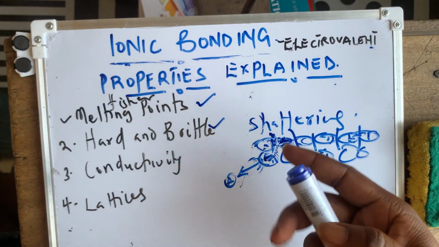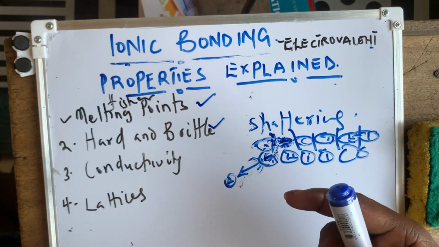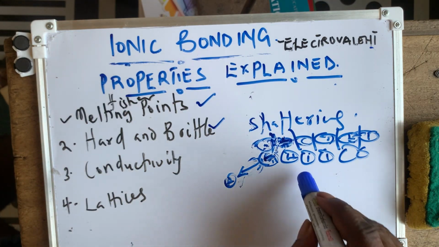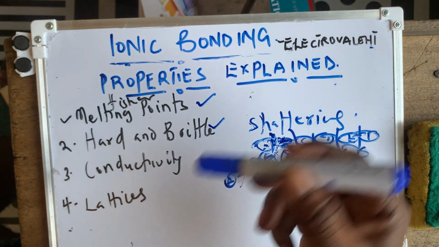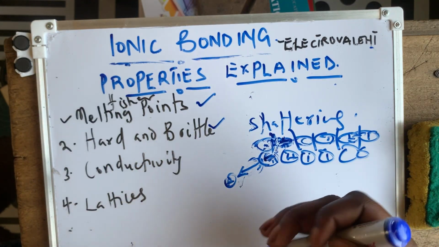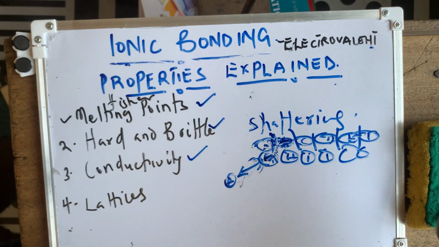And when an ionic crystal breaks, it tends to do so along smooth planes because of the regular arrangement of the ions. So this is what happens and makes ionic compounds very hard and very brittle. So the next one we look at is conductivity.